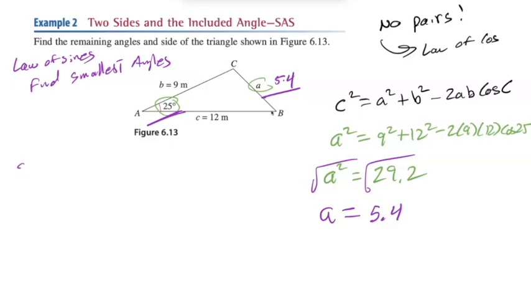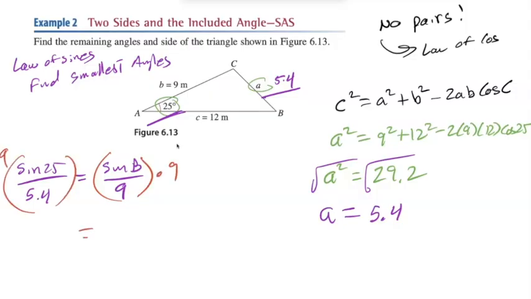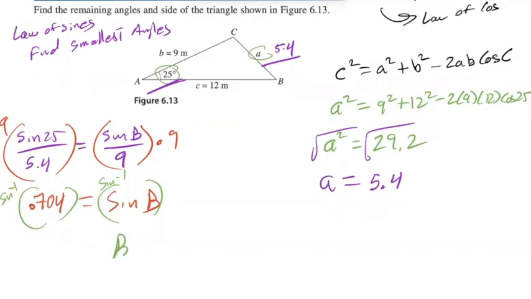We're going to do sine of 25 over 5.4 is equal to sine of B over 9. And I'm not going to do C because it might be obtuse, and if it's obtuse, law of sines can't do it. I'm going to solve for this by multiplying both sides by 9. I'm going to get sine of B equals 0.704. Sine inverse both sides, and I get B equals 44.8 degrees.